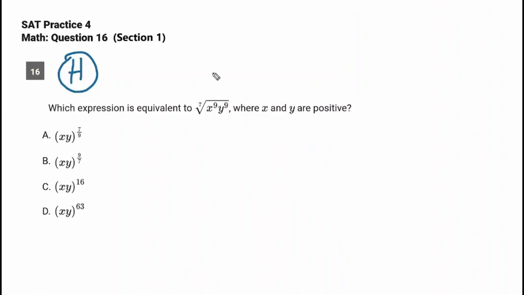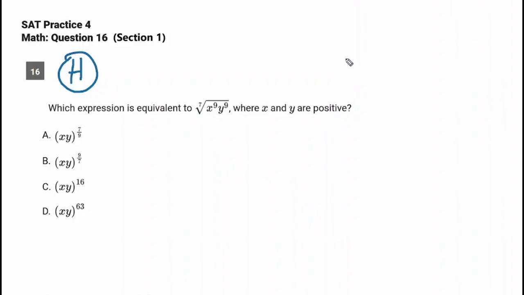So I'm not going to rewrite this thing. We're looking for this thing rewritten some way. Can you plug in here? Sure, you can plug in. There's letters all over the answer choices. And it's definitely possible. It's just going to take way too long.